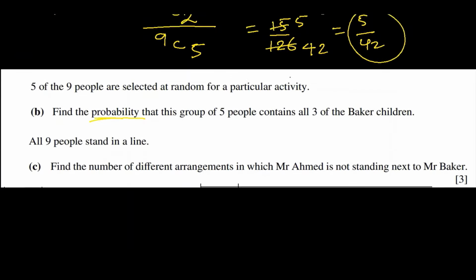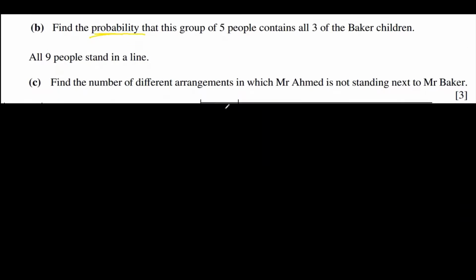All right, C part. Find the number of different arrangements, okay, if all 9 people stand in a line and Mr. Ahmad is not standing next to Mr. Baker. So remove the 2, Mr. Ahmad and Mr. Baker, and remaining people are 7 people. 1, 2, 3, 4, 5, 6, 7. And we know the gaps between those people where they can stand so that they are never together, okay? And we have how many gaps? 8 gaps.